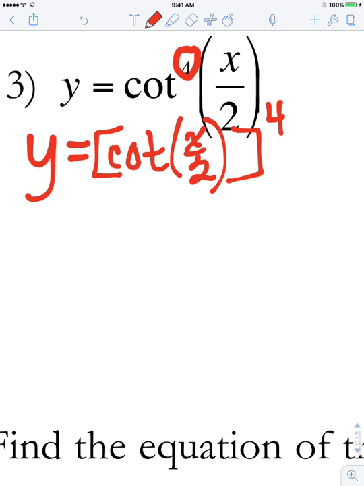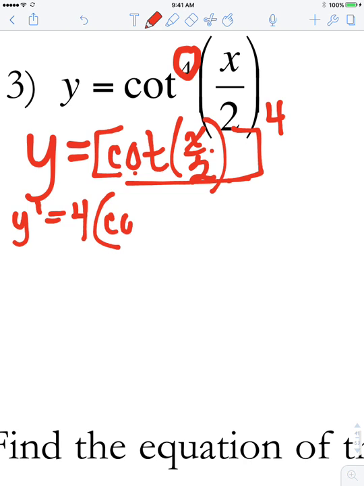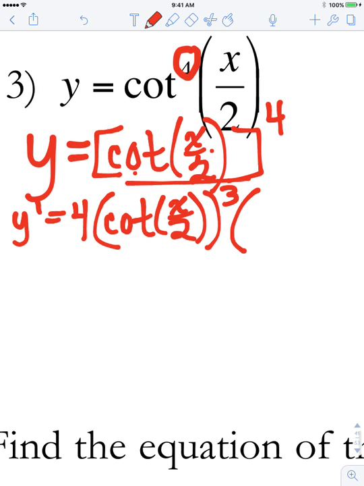So yes, I'm going to have to use the chain rule twice. Once here and once for what's inside here. So y prime equals 4 times whatever's inside here, unchanged, cotangent of x over 2, raised to the third power, because I'm knocking it down one, times the derivative of cotangent, and the derivative of cotangent is negative cosecant squared of x over 2.